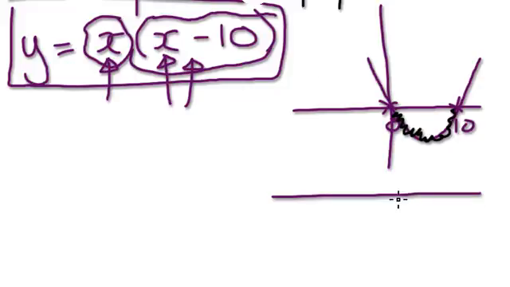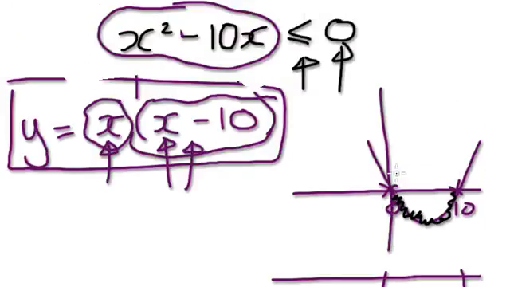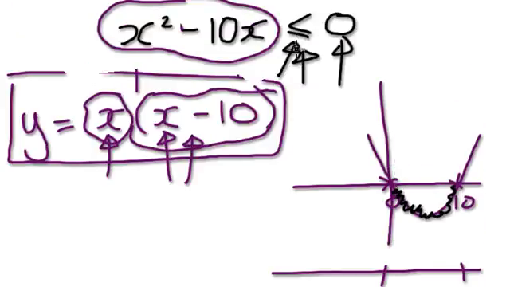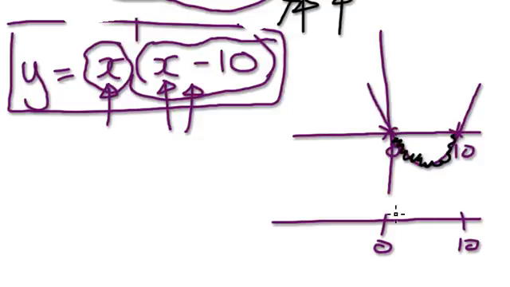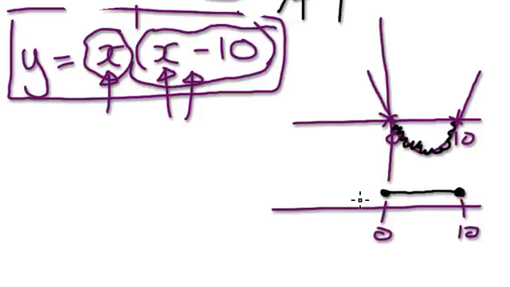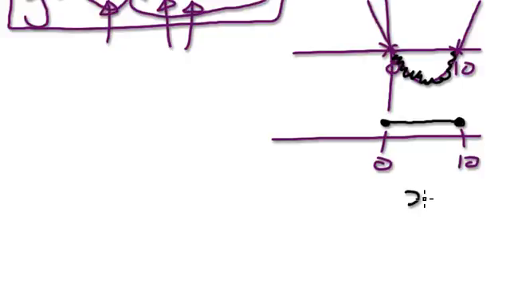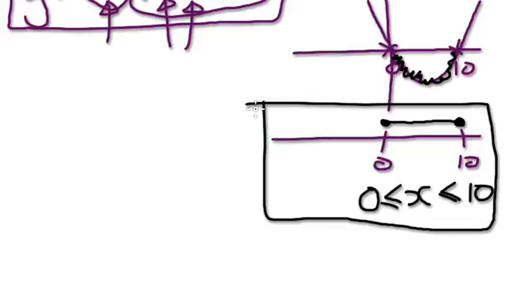So you've got your 0 here and your 10 here. You want everything on the inside, and because you've got less than or equal to, you are allowed to include the 0 and the 10. So your diagram will look like this. It can include the 0 and it can include the 10, and you want everything in between. Just to translate that, x has to be greater than or equal to 0 and less than or equal to 10. So this here is your solution.